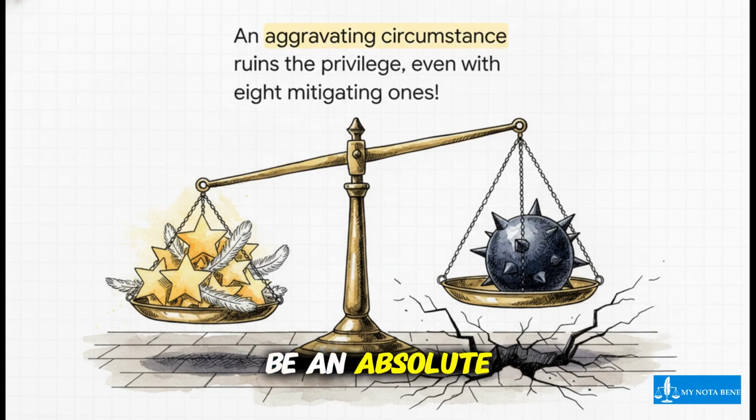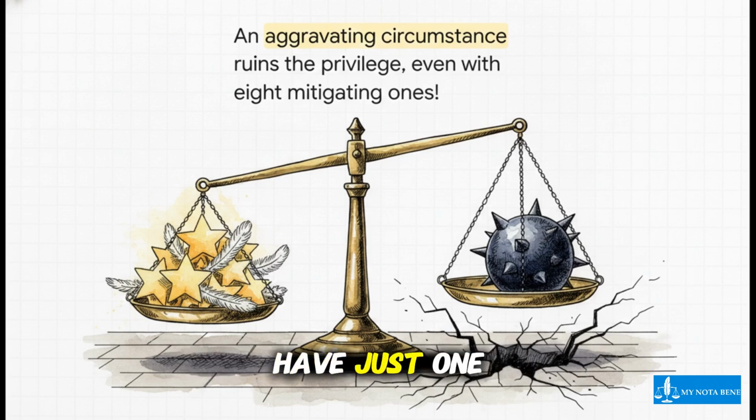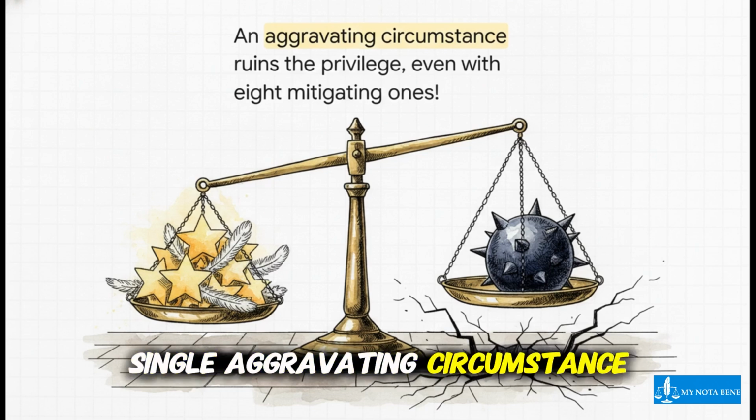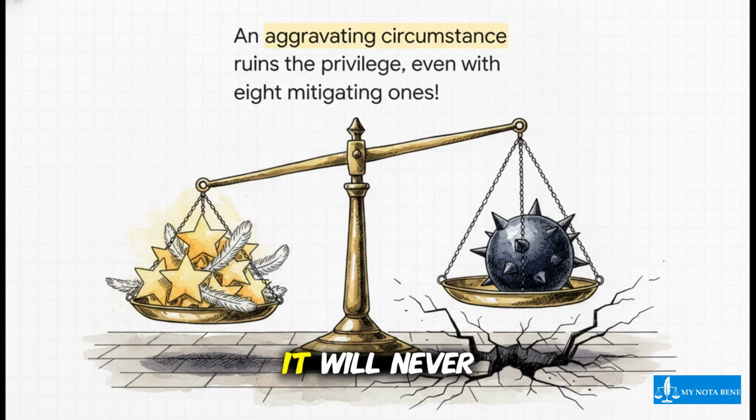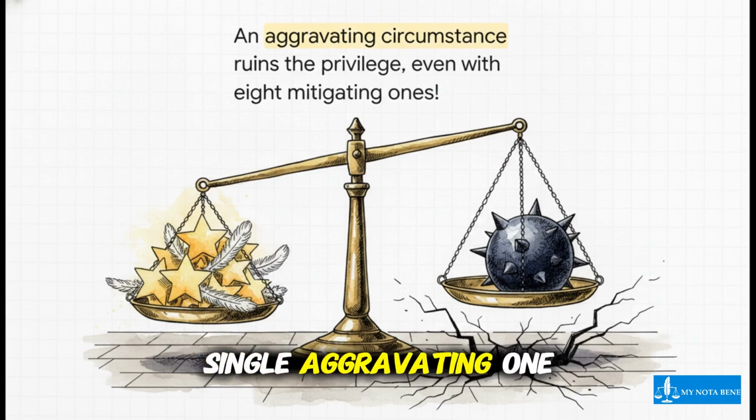You could literally be an absolute saint with an absurd 8 mitigating circumstances, but if you have just one single aggravating circumstance, it ruins the privilege entirely. It will never ever become a privileged mitigating circumstance if even a single aggravating one is present.